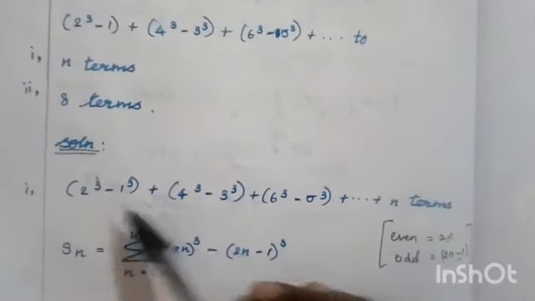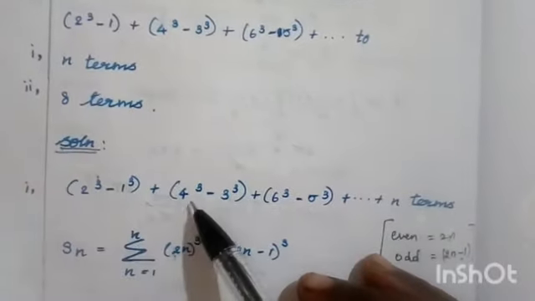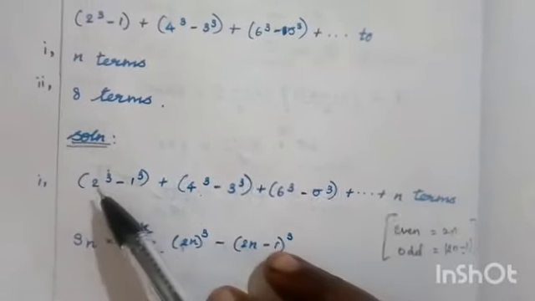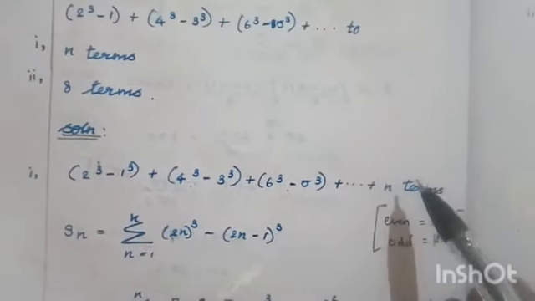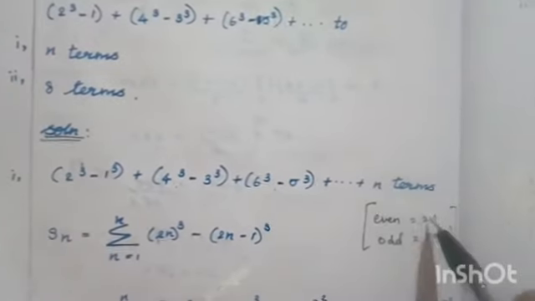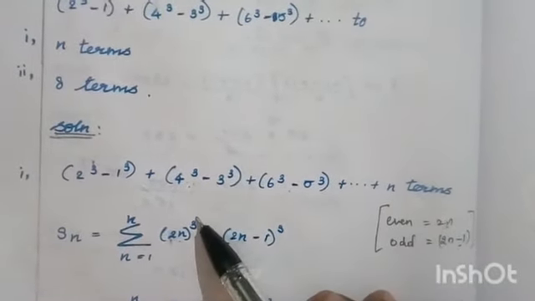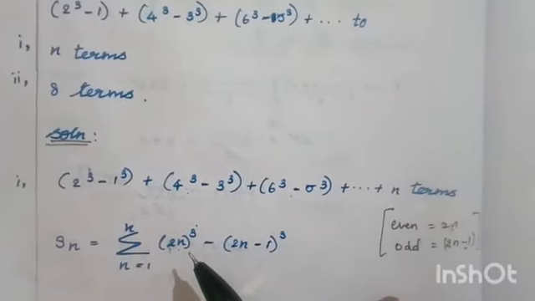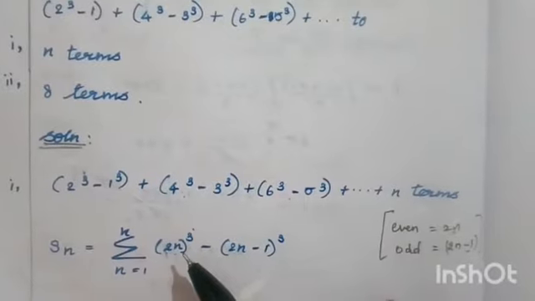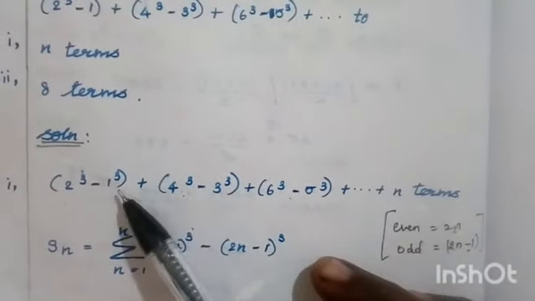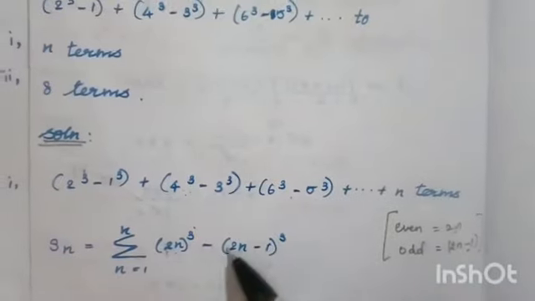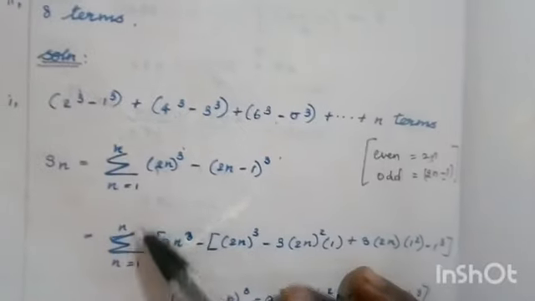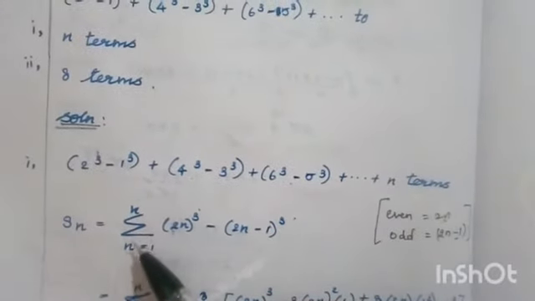So it is 2n cube: 2 cube, 4 cube, 6 cube. Next term is 8 cube. So it is written as even, what I said, 2n. So 2n whole cube. For even numbers 2, 4, 6, 8, the nth term is 2n. So now for odd, 1 cube, 3 cube, 5 cube, minus you have to take outside, it is 2n minus 1 whole cube. So now it is written as sigma, summation, n equal to 1 to n.